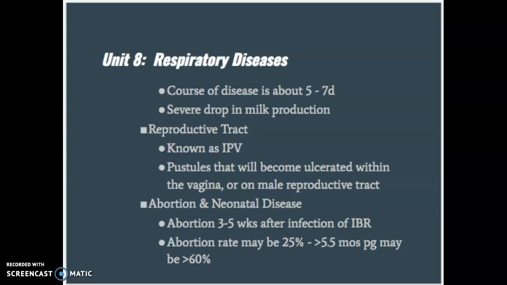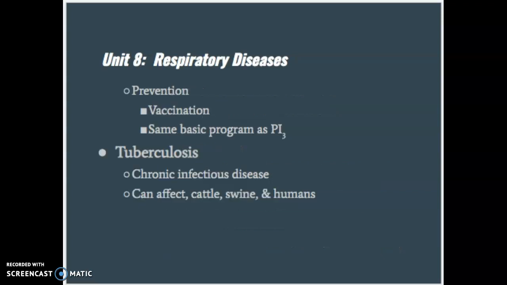And so if they're milking, they'll drop severely in production. Some other things that are listed there, whether it's reproductive tract, we've kind of covered abortion and neonatal diseases. Abortion rates, if it happens to get reproductive, can be 25%, can be fairly significant. So again, vaccination, same protocol, same program. PI3, again, those 7-way, 9-way vaccines are going to cover this most of the time. Again, consult your veterinarian, make sure that you've got a great approach to handling these.